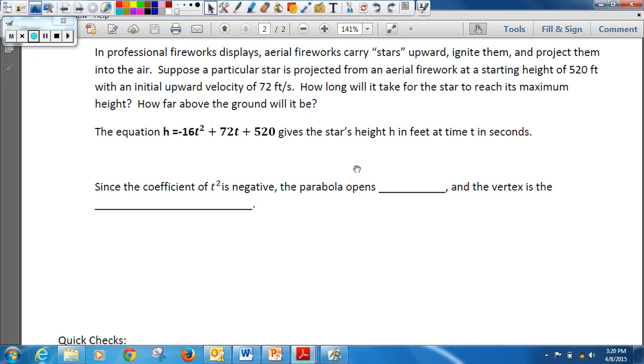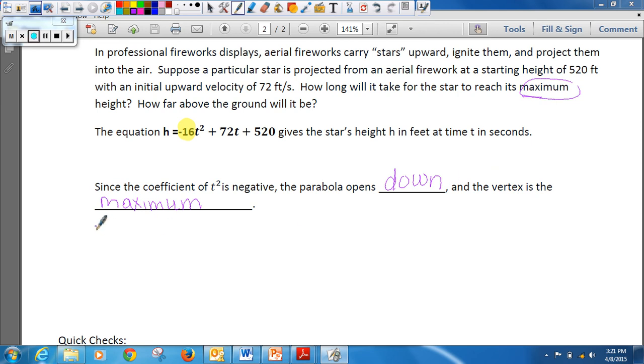at time t seconds. So if we look here, since the coefficient of t squared, our a, is negative, the parabola is going to open down. And the vertex that we find will be the top point, so it will be your maximum. And that's what we want. We want to know its maximum height.